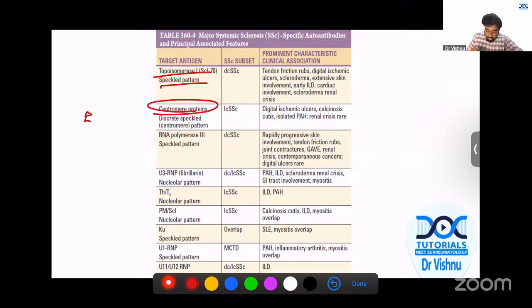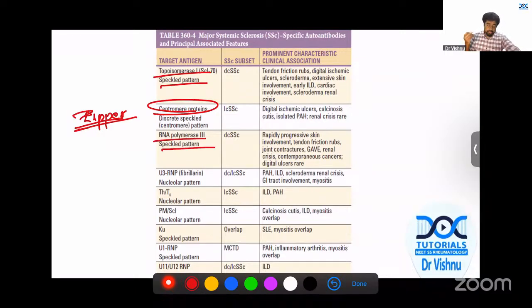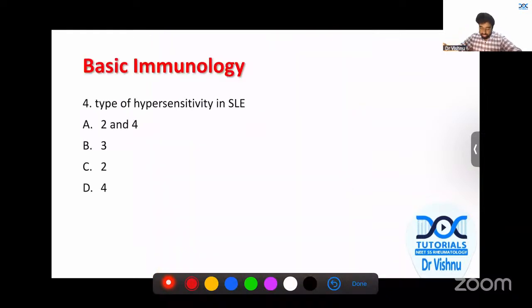Centromere pattern is also called zipper pattern or discrete speckled pattern, whatever you want to call it. RNA polymerase 3 shows a speckled pattern. U3RNP, THT0, PMSCL are very, very important. These are nuclear patterns. Others are again speckled patterns.